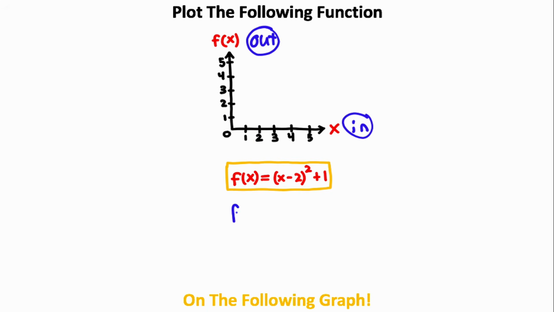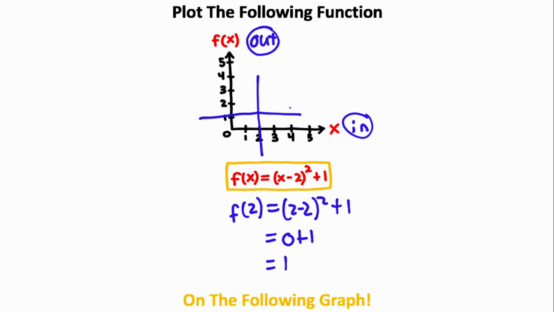So what I'm going to do is plug in 2 for x. So x minus 2 squared will become 2 minus 2 squared plus 1. Well, 2 minus 2 squared is just 0, so we have 0 plus 1, which is equal to 1. What that means is if we input 2 into the function, we get an output of 1. This intersection is where the first point is going to be.